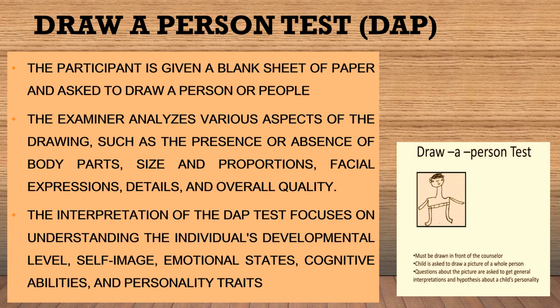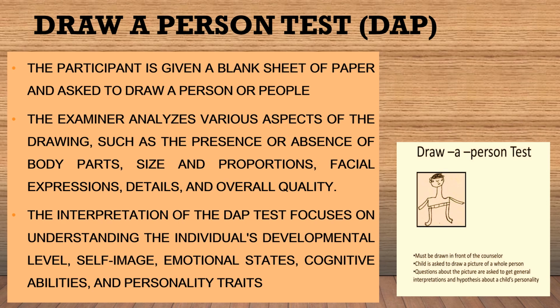Draw a person test, DAP. During the DAP test, the participant is given a blank sheet of paper and asked to draw a person or people. They are usually instructed to include as much detail as possible and to draw a whole person, including facial features, body parts, and clothing. The participant may be asked to draw themselves, someone they know, or simply a person. Sometimes additional instructions are given, such as drawing the person in a specific situation or activity.